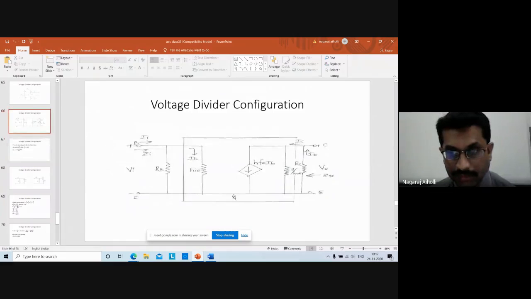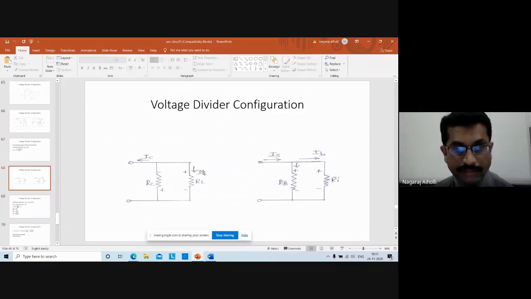Just look here. The current through RC is in the upward direction, that is I naught. That is positive here, negative here: current entering positive, current leaving negative. The same is shown here. It is in the upward direction, current entering positive, current leaving negative.